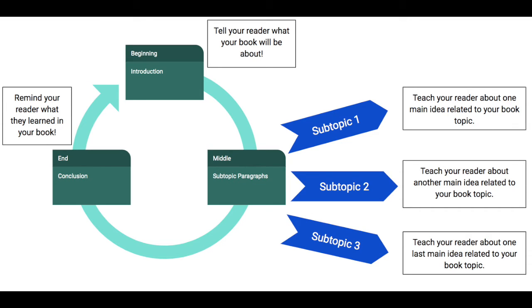In these paragraphs, you get to teach your reader about three really important main ideas you believe they should know in order to learn more about the topic of your whole book. You make three claims, and then you prove those claims with supporting details or evidence. In the last part where it says end, that's where you get to write a conclusion, and you use your conclusion to remind your reader quickly what they just learned in your book. You might also give them a suggestion or next steps.